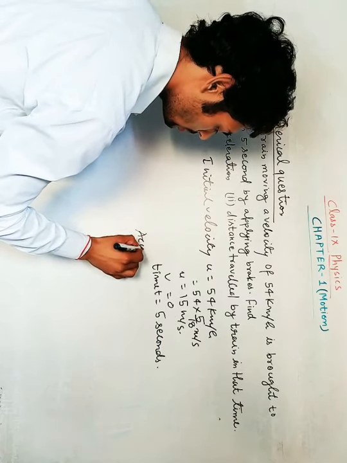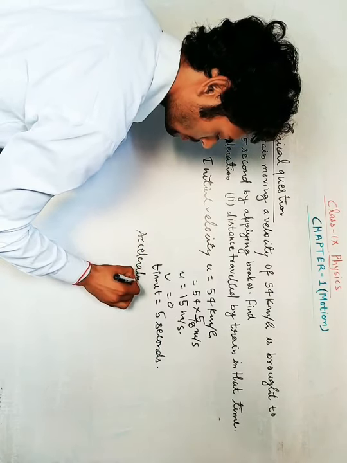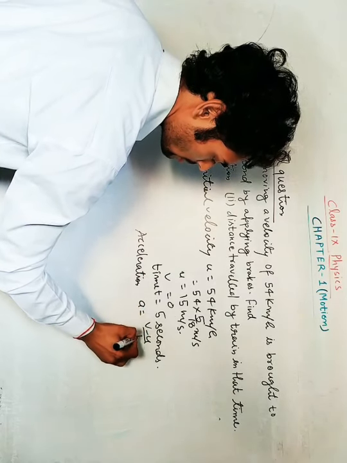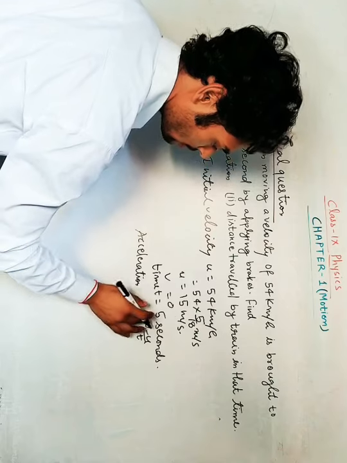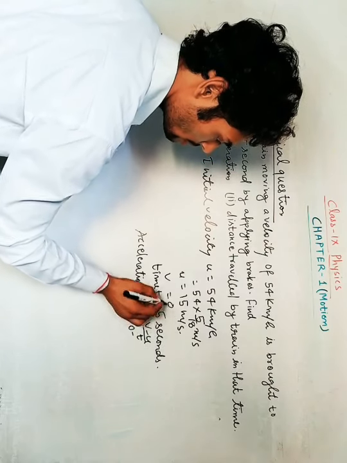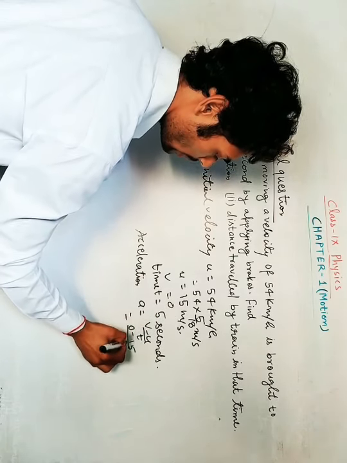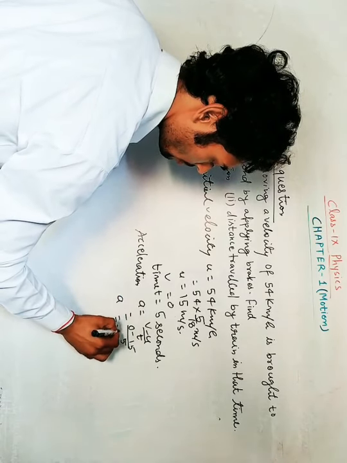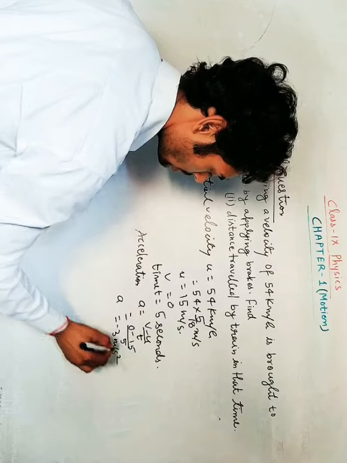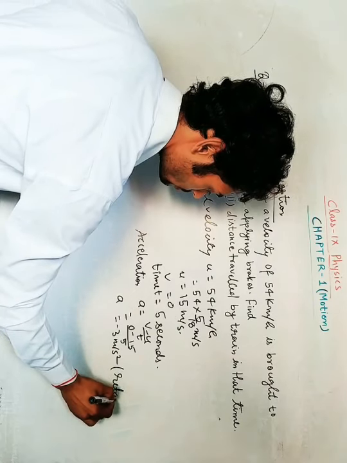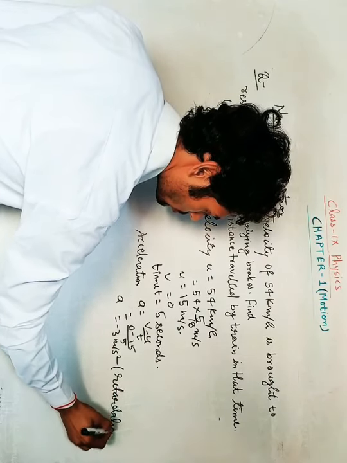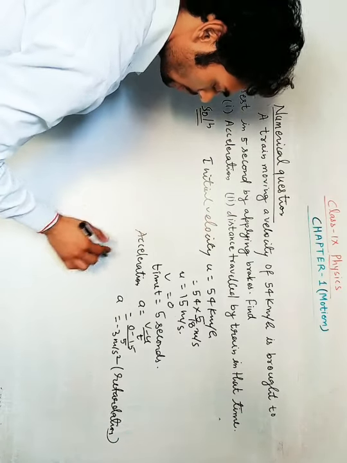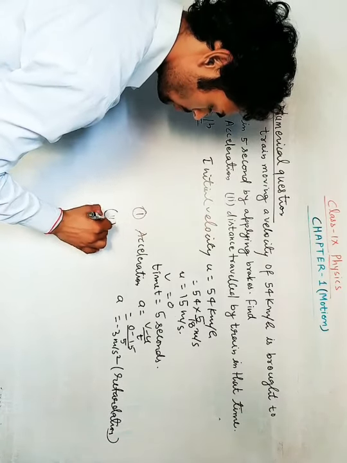Then acceleration A equals final velocity minus initial velocity divided by time t. So final velocity 0 minus initial velocity 15, by 5. So acceleration A equals minus 3 meter per second square. This is retardation, because when we apply brakes, the train has retardation. And next we have to find the distance.